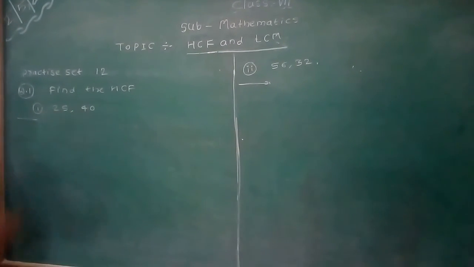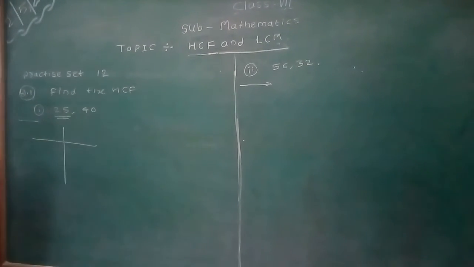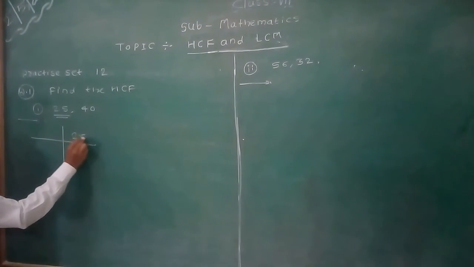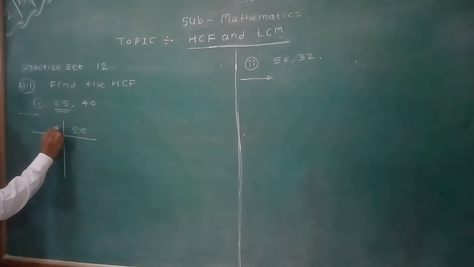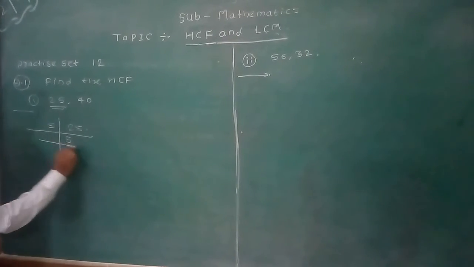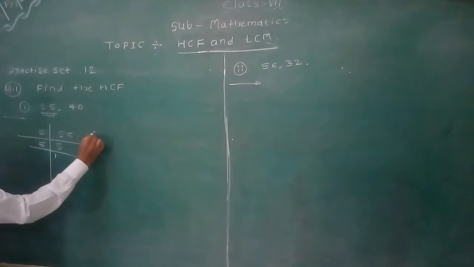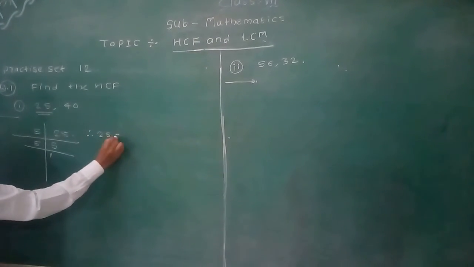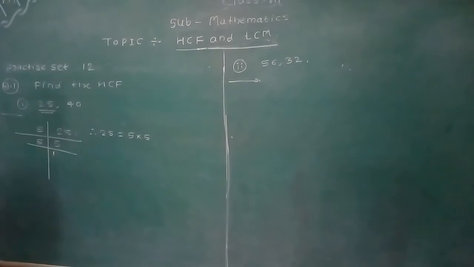So factorize first 25 by the prime factor method. So 25 right here. 25 divided by 5, we get 5 here. 5 divided by 5, we get 1. Therefore 25 can be written as 5 multiplied by 5 in prime factorization.